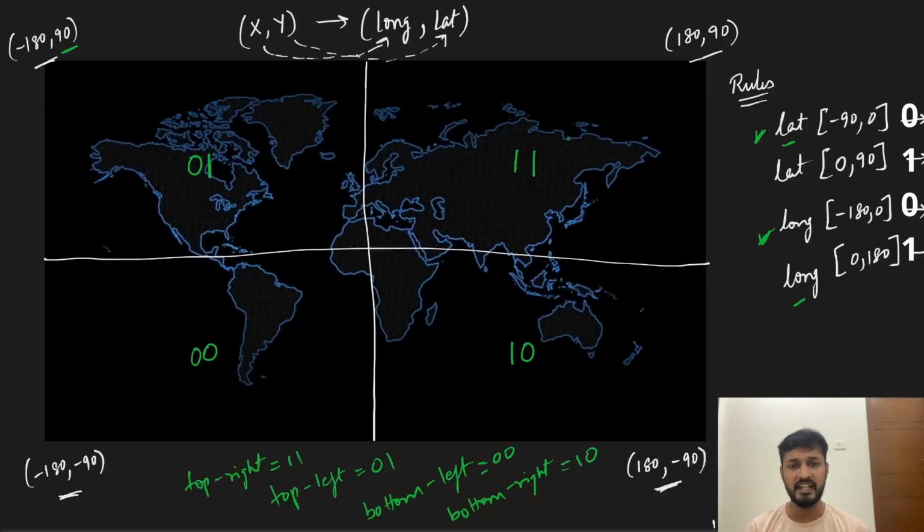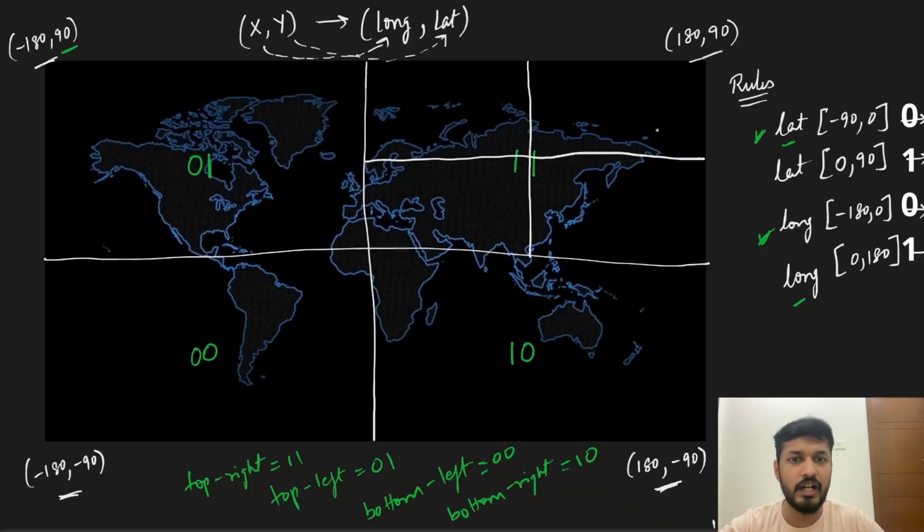Okay, now our second step is to keep following this first step again and again. So let's again keep on dividing the world map into equal parts. Let's take this first quadrant and divide it into 4 equal parts. Now what will be the address of these 4 quadrants?